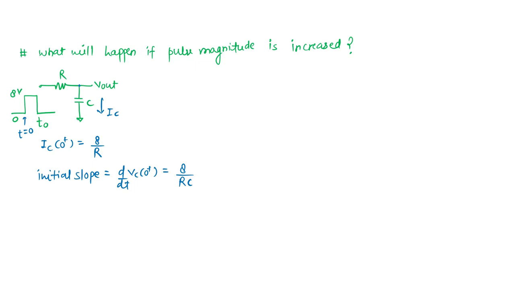Okay, so what will happen here? Let's say my input is here, 0 to 8 volt. Here I want to see the Vc(t) output. Input is 0 to 8 volt. After that it is coming to 0, and this T naught is much greater than RC. Again I am considering that. So the initial slope of the output is more.